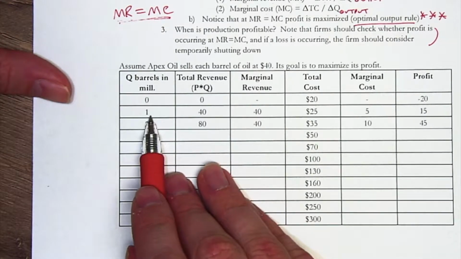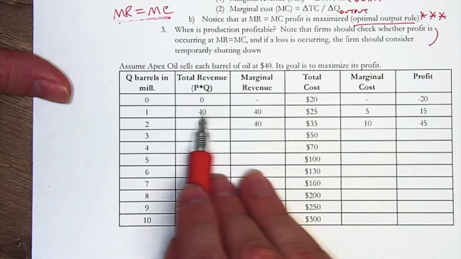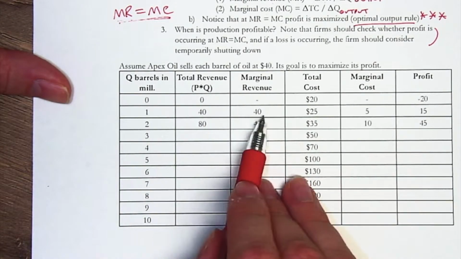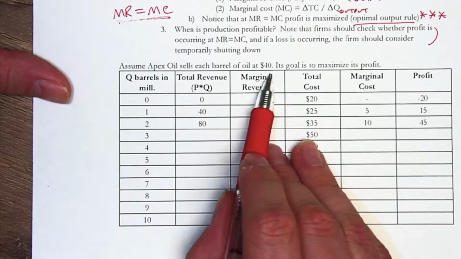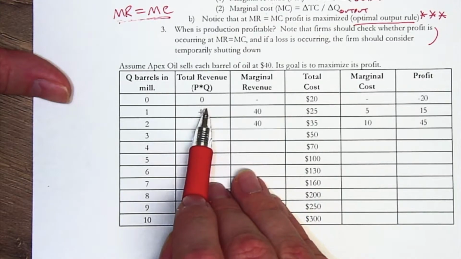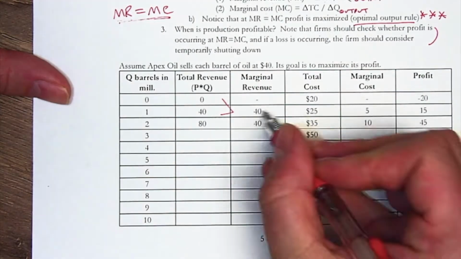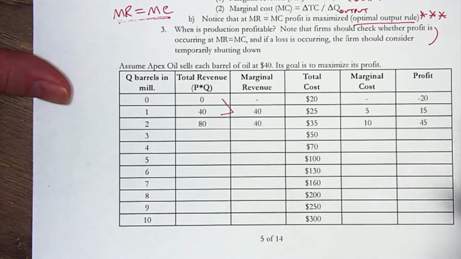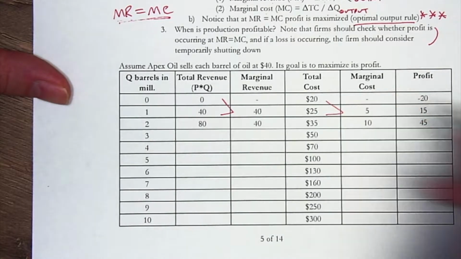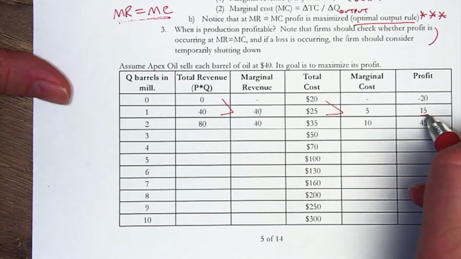If they produce 1 million barrels, then 1 times 40 is the total revenue, 40, because each barrel is 40. So 1 times the price gives you the total revenue, and the marginal revenue is the difference here, so that's 40. And the total cost, we'll say, went up to 25. That's because they had to pay some workers. So the marginal cost was 5, the marginal revenue was 40, so our profit was 15.